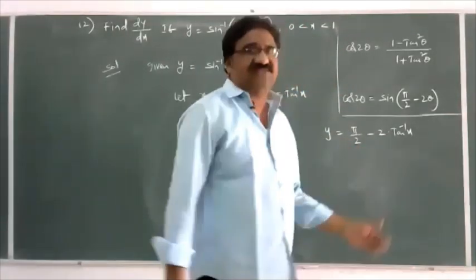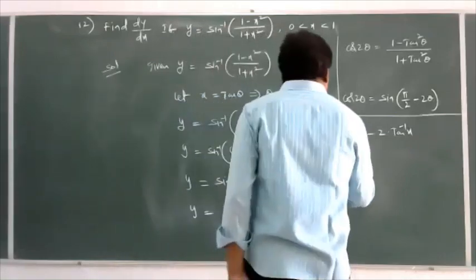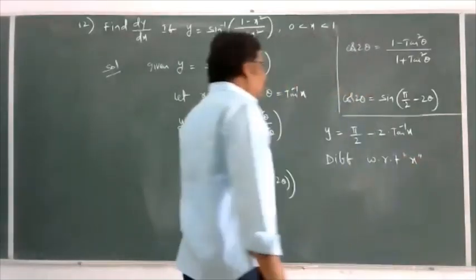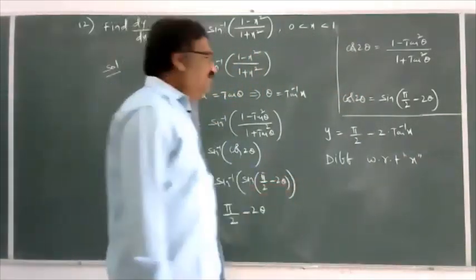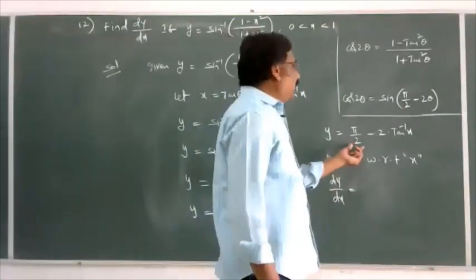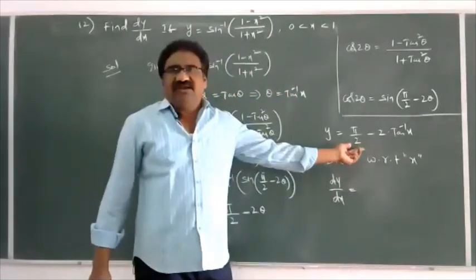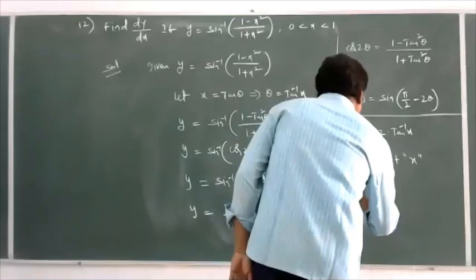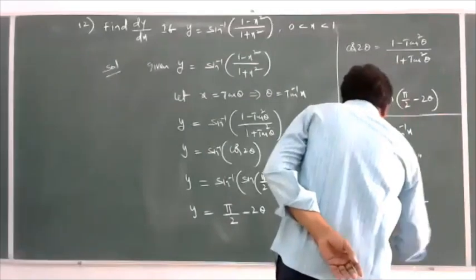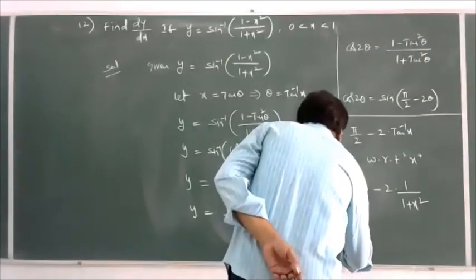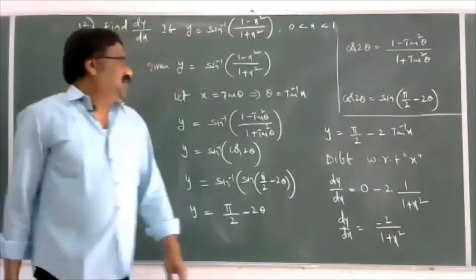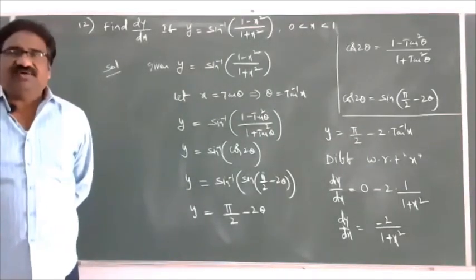Then differentiating both sides with respect to x. What is the derivative here? dy by dx is equal to the derivative of pi by 2, which is a constant, so its derivative is 0, minus 2 into the derivative of tan inverse x, which is 1 by (1 plus x square). Then you get dy by dx is equal to minus 2 by (1 plus x square).